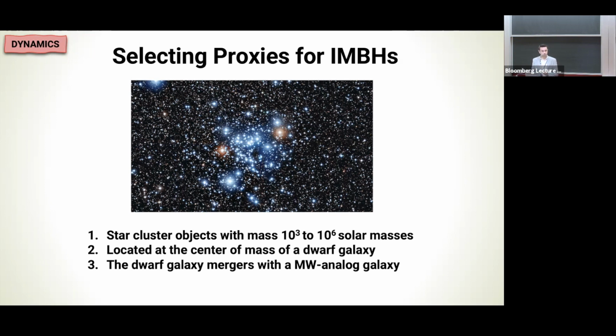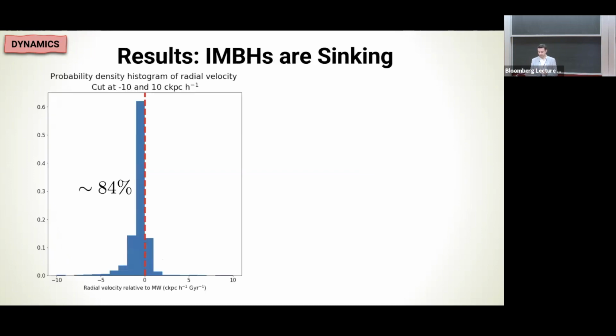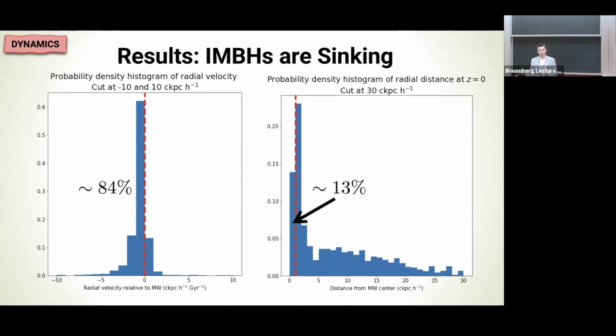Okay, yeah. So perhaps unsurprisingly, intermediate mass black holes are sinking. We found that about 84% of the population studied is sinking, as in a long-term negative radial velocity, and about 13% of them are found at redshift 0 in the central kiloparsec of the Milky Way.